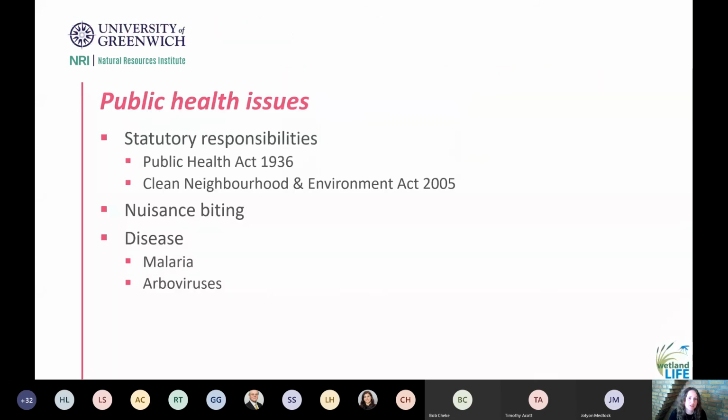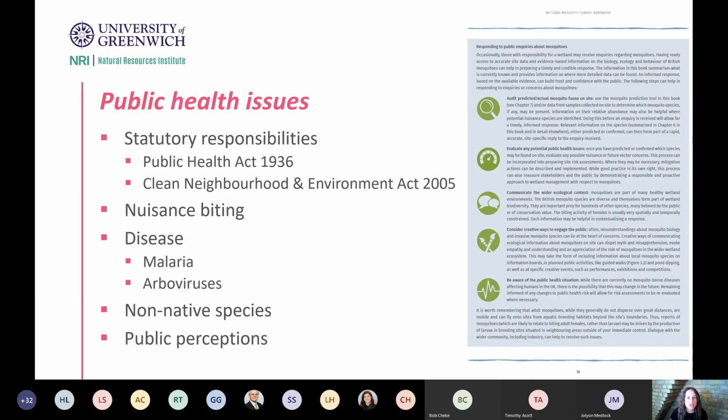So the public health issues surrounding mosquitoes, Jolyon has covered already, and we go into a lot more detail here, looking at the statutory responsibilities as laid out in the Public Health Act and the Clean Neighbourhood and Environment Act. But what we've tried to do is bring this together a little bit more holistically, and to do that we've included some information from interviews that Tim and our colleague Adriana collected from interviewing people who live and work on wetlands, to really understand what public perceptions of mosquitoes are, aside from these very dramatic headlines we might find in the papers. And it's been great to find that actually most people are very, very tolerant.